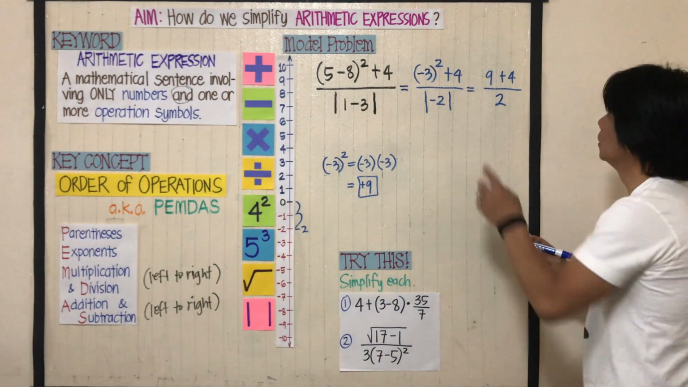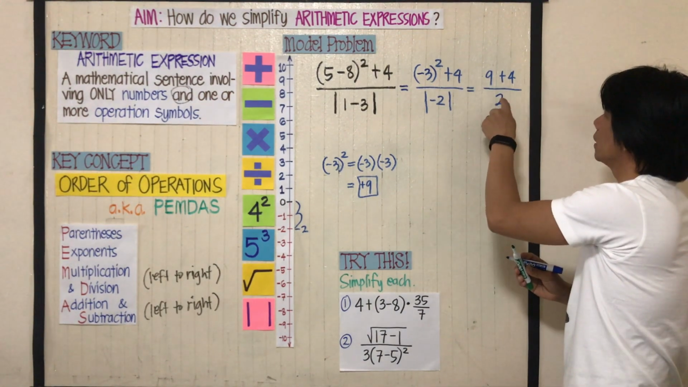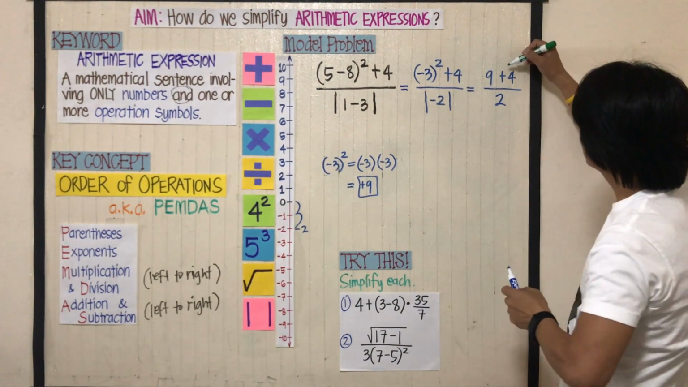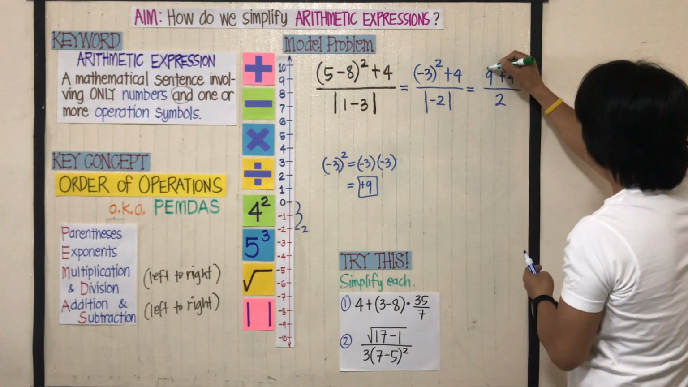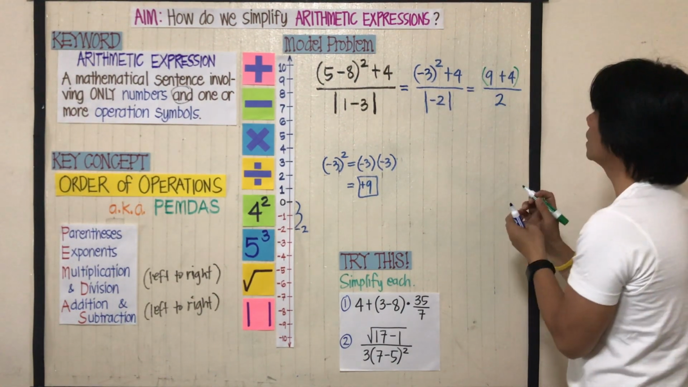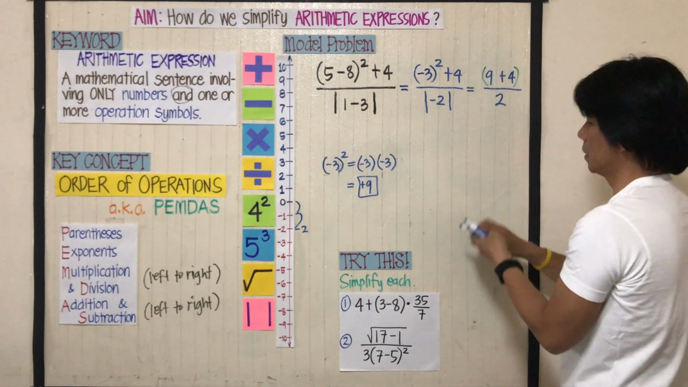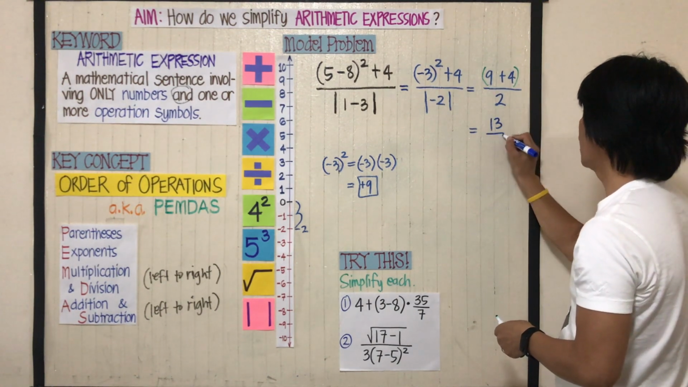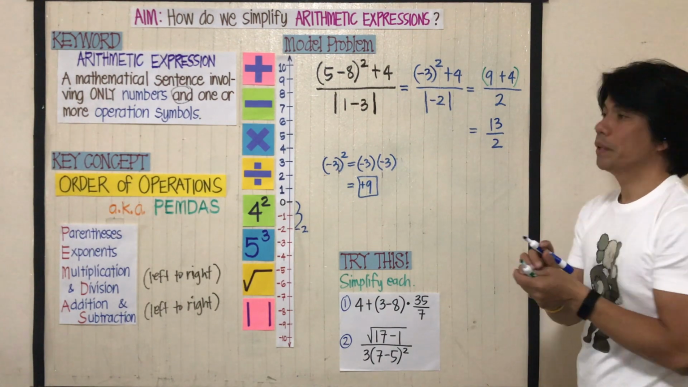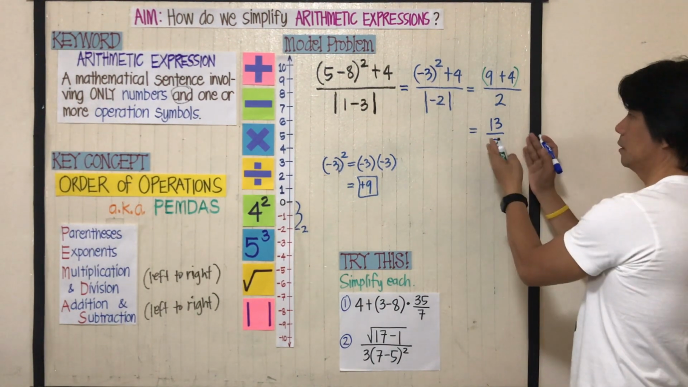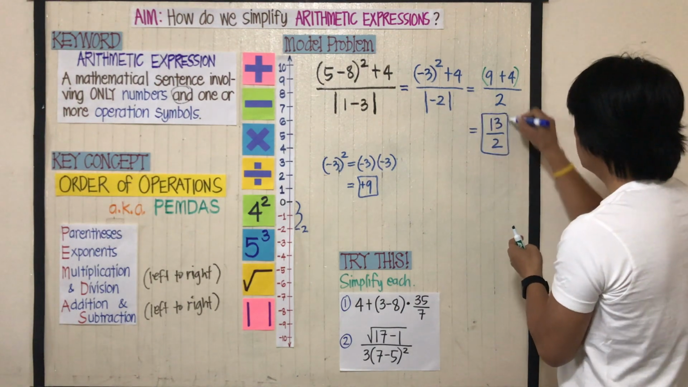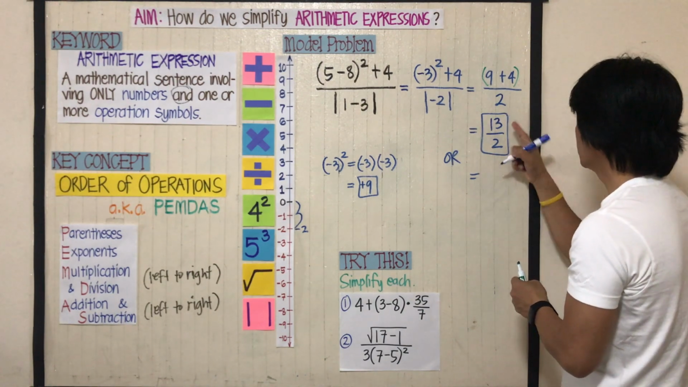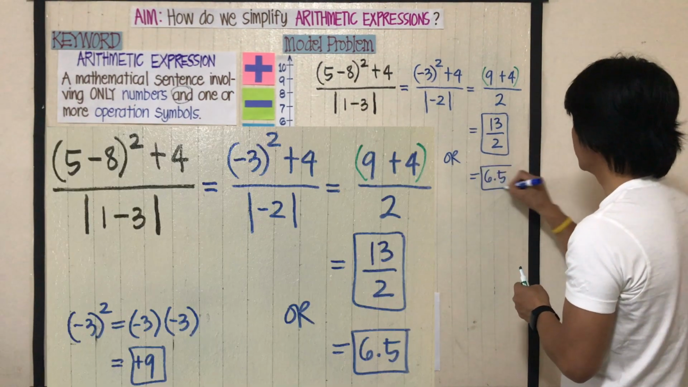Now what do we do next? Do we divide 9 by 2, then 4 by 2, and then add them up? No. Since there is an operation in the numerator, we have to do that first. It's like you have parentheses around these two numbers. So 9 plus 4 is 13, divided by 2. If you want to leave your answer as a fraction, you may do so. Or if you want to divide 13 by 2, it is 6.5.